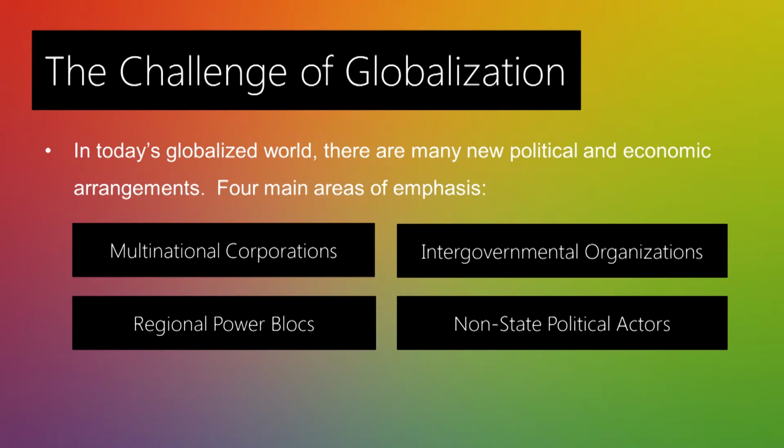However, this system is changing a lot. You've probably heard this term a lot in the news: we're living in a globalized world. So there's a lot of new political and economic arrangements between states. Four main areas of emphasis that I'm going to go into here briefly are multinational corporations, intergovernmental organizations, regional power blocs, and non-state political actors. And we'll talk more about what each of those means and why they're important for the nation-state system.